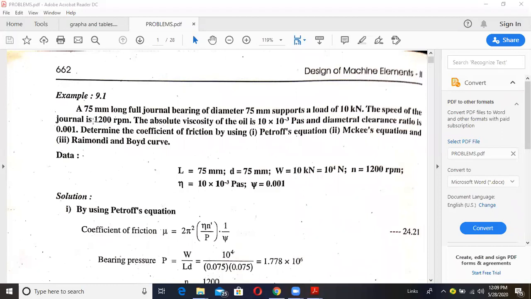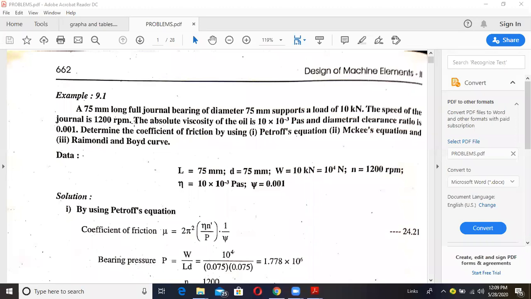The speed of the journal is 1200 rpm. The absolute viscosity of the oil is 10 into 10 to the power of minus 3 Pas, and the diametrical clearance ratio is 0.001. Determine the coefficient of friction by using Petrov's equation, McKee's equation, and the Raymond and Boyd curve.